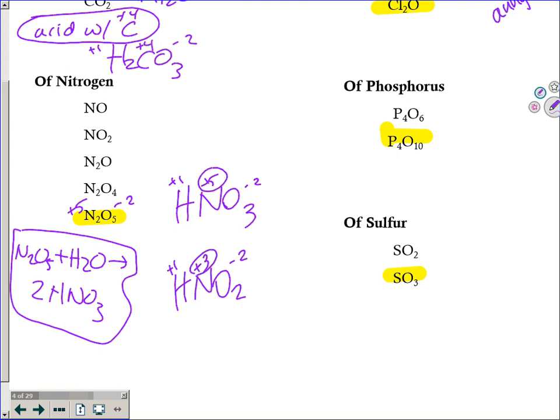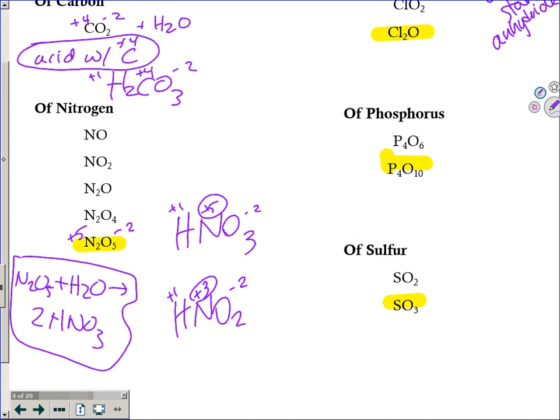Let's do the last couple, okay? So I want you guys to predict the oxidation state of chlorine, phosphorus, and sulfur in these 3, and let's figure out what acids they would make.